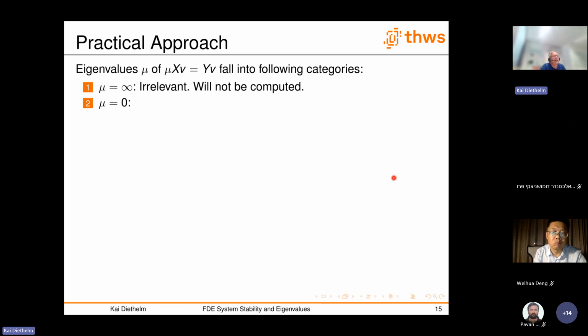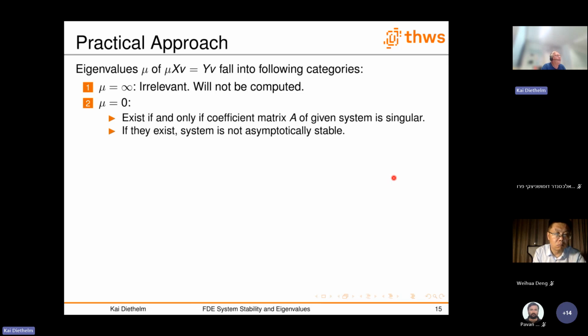There may be an eigenvalue at 0. If and only if that is the case, the coefficient matrix A of the given system is singular. So this is something that you can check in advance before you even start any other work. You can look at whether your matrix is singular. And if it is, if such eigenvalues exist, then the system is not asymptotically stable. So you don't need to go into any further investigations.